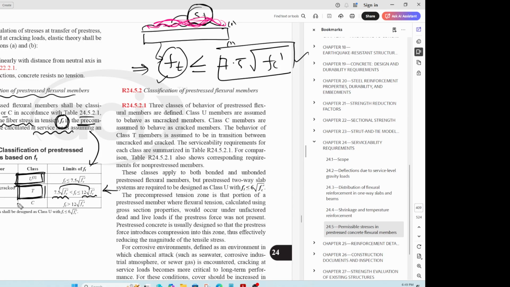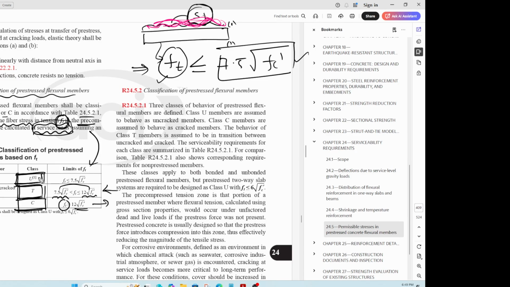And then you have another classification which is cracked, wherein your ft, the extreme tensile stress when the beam is subjected to service loads, and that's pretty important here, is greater than 12 root f'c. So in this case, cracks will be there, and you need extra measures, crack control measures, and all that. So the detailing and the serviceability requirements are slightly different, right?